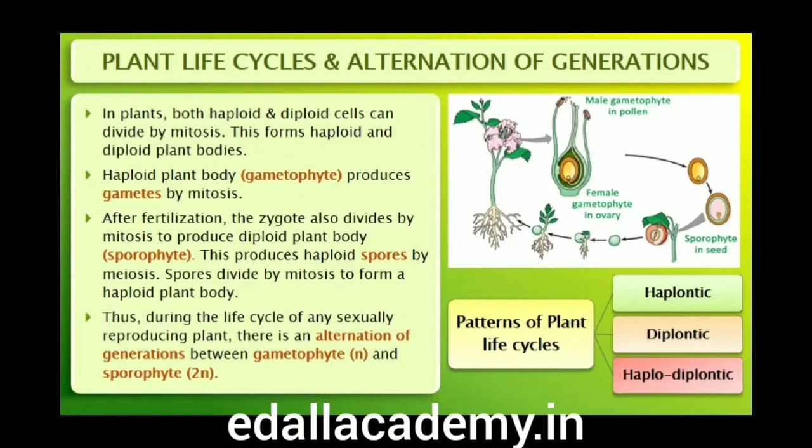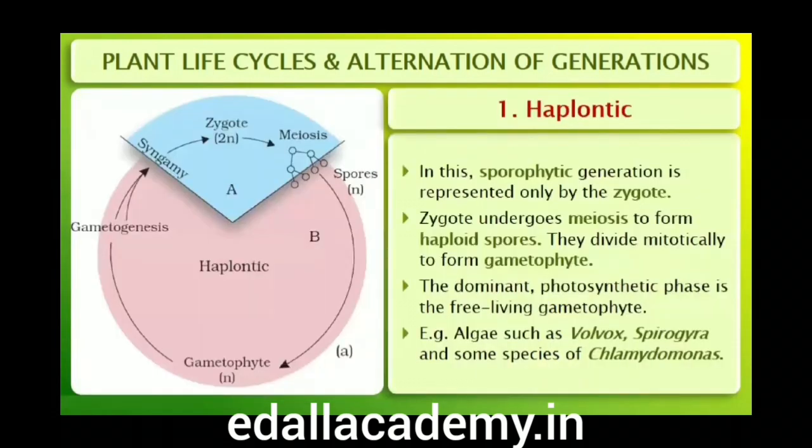Thus, during the life cycle of any sexually reproducing plant, there is an alternation of generations between gamete-producing haploid gametophyte and spore-producing diploid sporophyte. However, different plant groups, as well as individuals representing them, differ in the following patterns. 1. Sporophytic generation is represented only by the 1-cell zygote. There are no free-living sporophytes. Meiosis in the zygote results in the formation of haploid spores. The haploid spores divide mitotically and form the gametophyte.